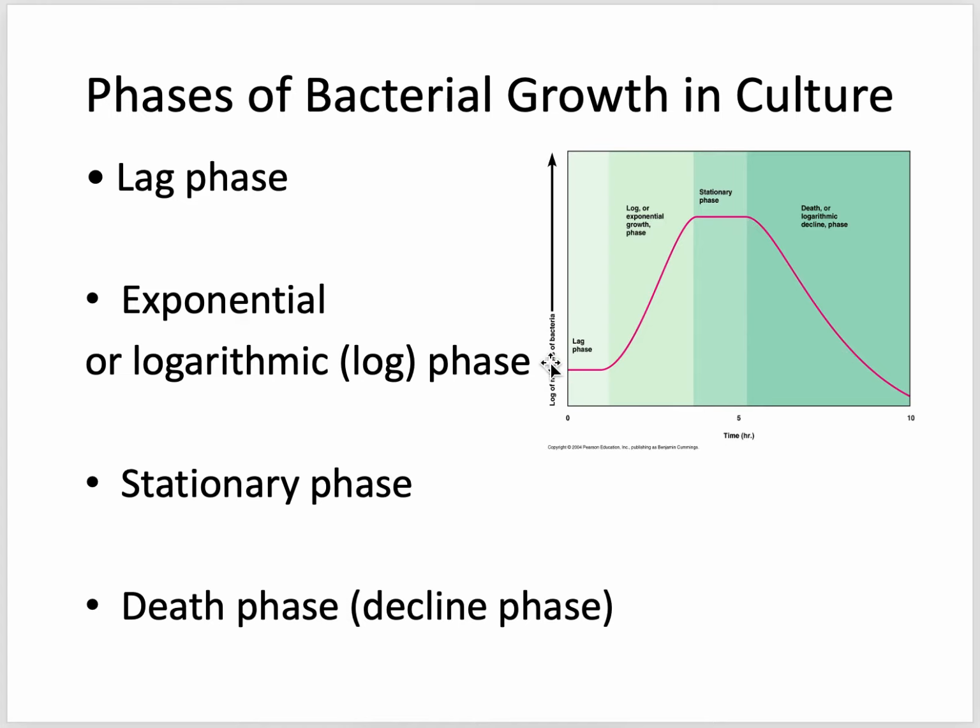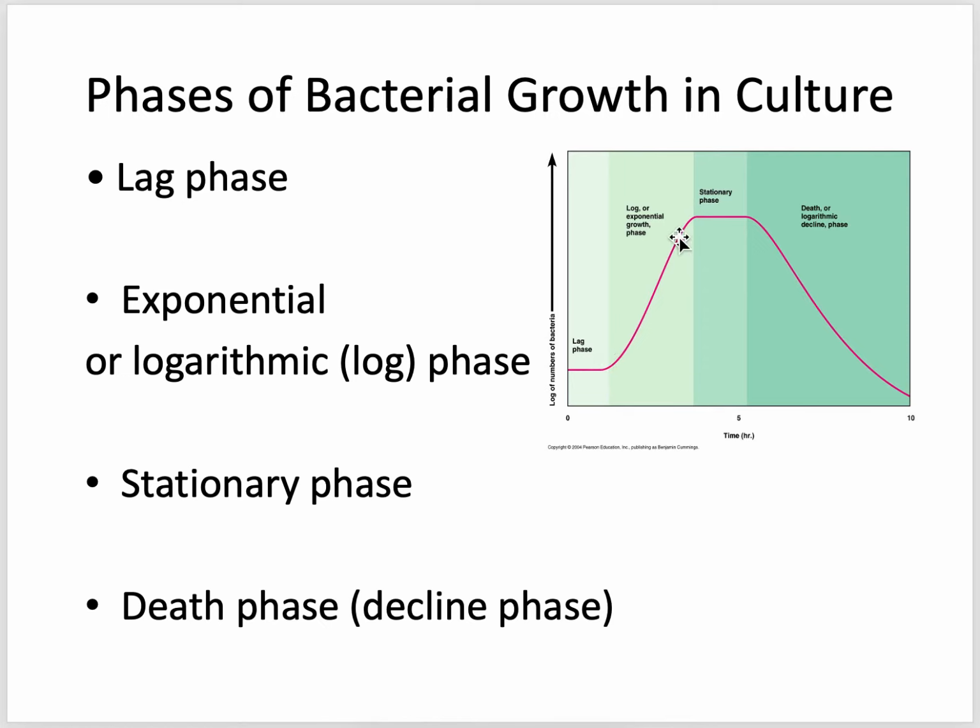First you will see a steady state line which is parallel with the time. That means in this time there will be no increase in the number of bacterial cells, and this phase is called the lag phase. Then the number of bacterial cells will increase rapidly. Actually, it will increase at a rate of log scale. That's why it is called the logarithmic growth phase or exponential growth phase.